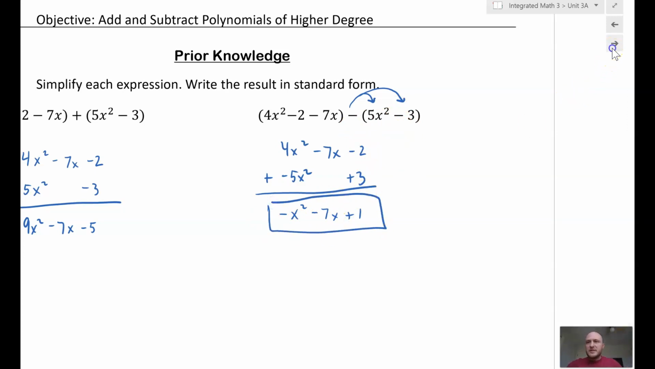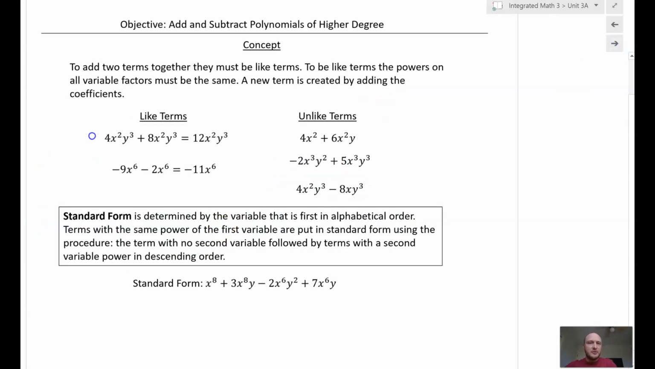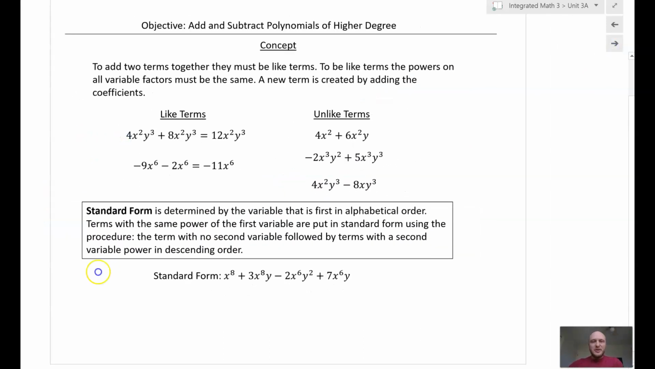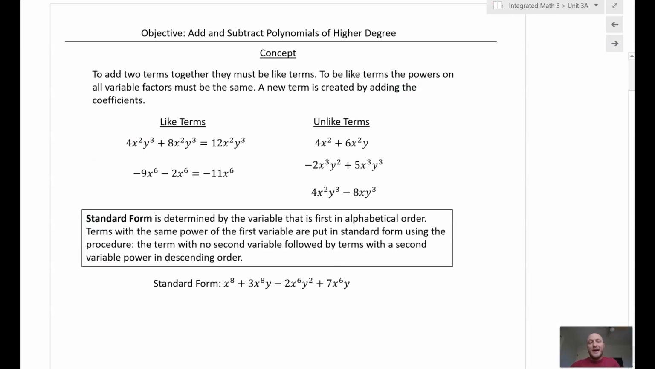So today we're going to be doing the same thing, but just focusing on terms with higher degree. What I mean by that is we're going to have multivariate expressions with x's and y's, and there's just going to be higher powers. So remember, in order to add terms together, they must be like terms.